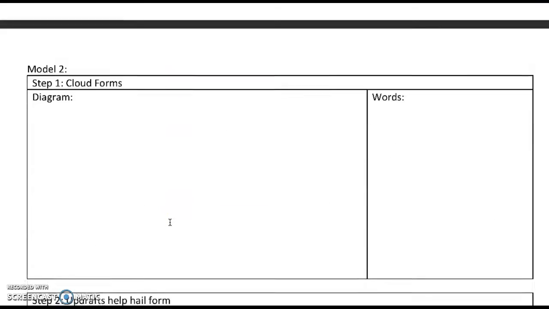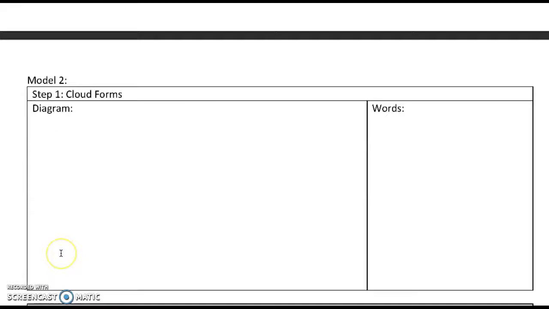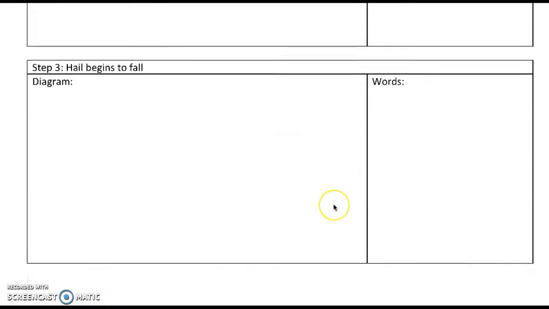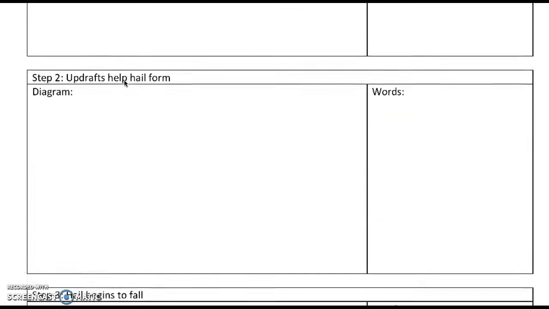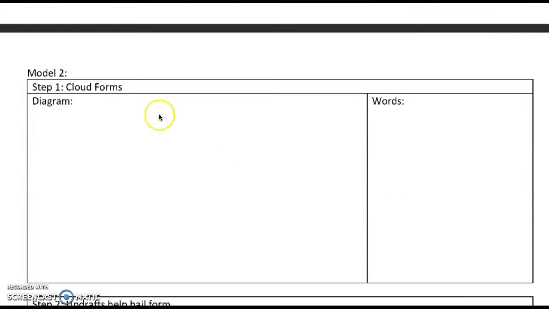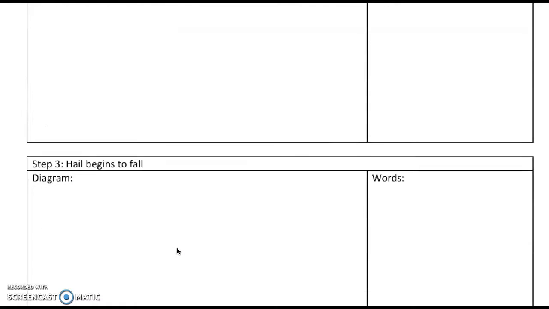and then I'm going to go down here. I'm going to draw, so this should be model 1. That's my fault. I'll change that. Model 1, you're going to draw a diagram and explain in words what's happening for each of these pieces. Then you're going to go back to Schoology and watch the first video, and then come back and make any additions to these two things that you're going to do about how hailstorms form. Specifically, step 1, how clouds form, how updrafts help hail to form, and then hail falling was there.